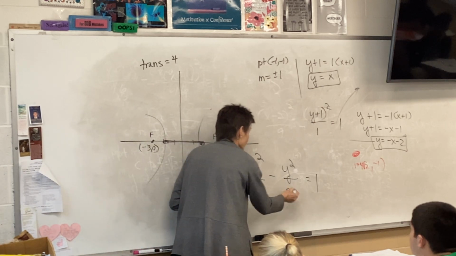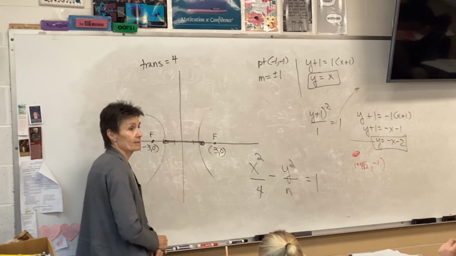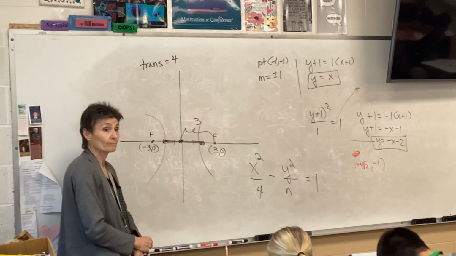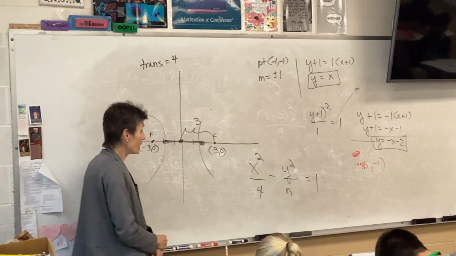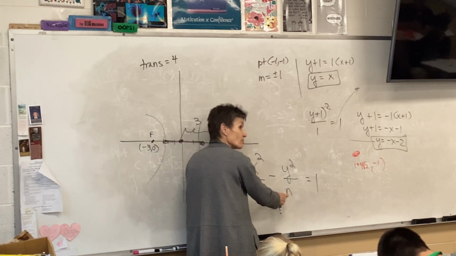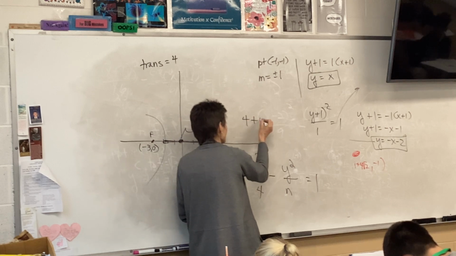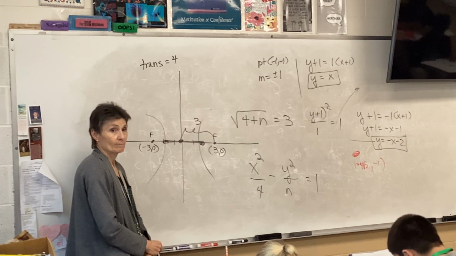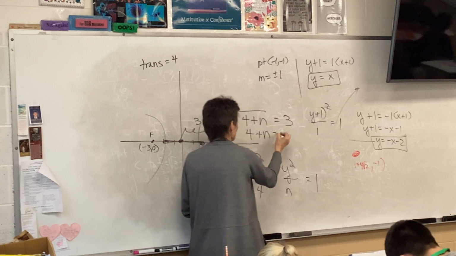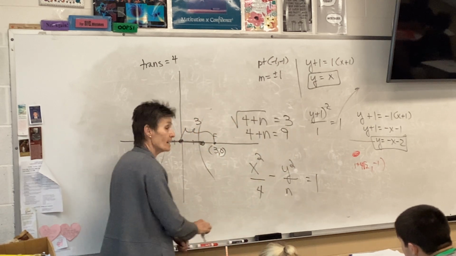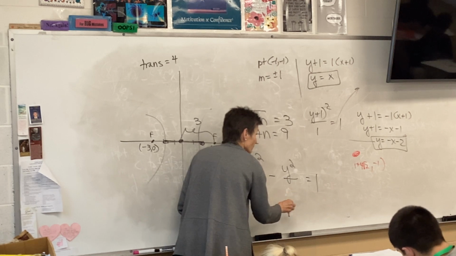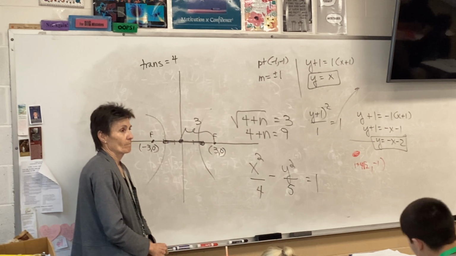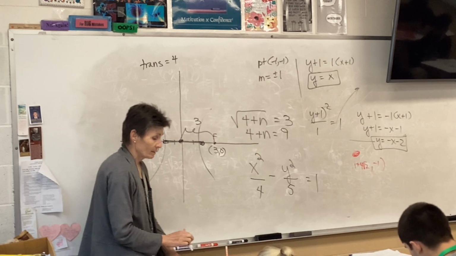I have no idea what this is. But I know that from my center to my focus is 3. And in a hyperbola, don't I add these and take the square root? So 4 plus n square rooted has to be 3, which means 4 plus n is 9. And n must be 5. Puzzle. Think about it backwards.